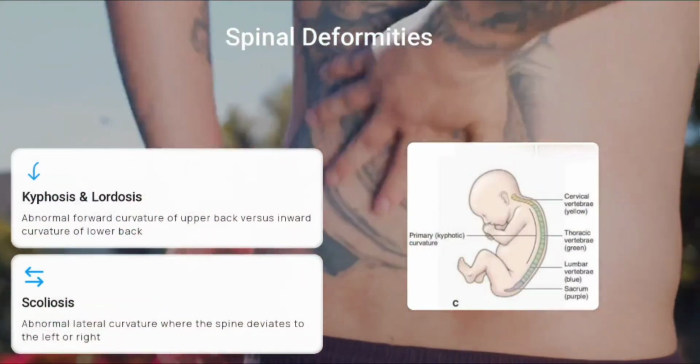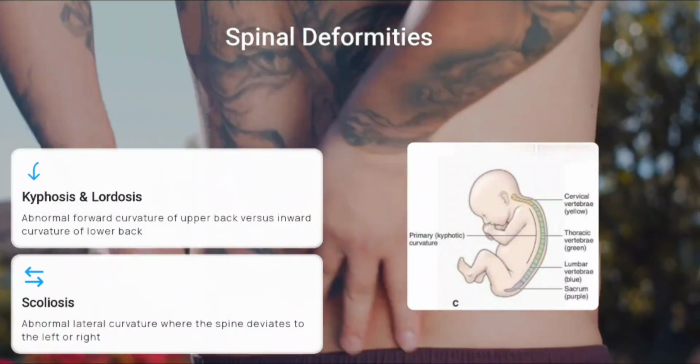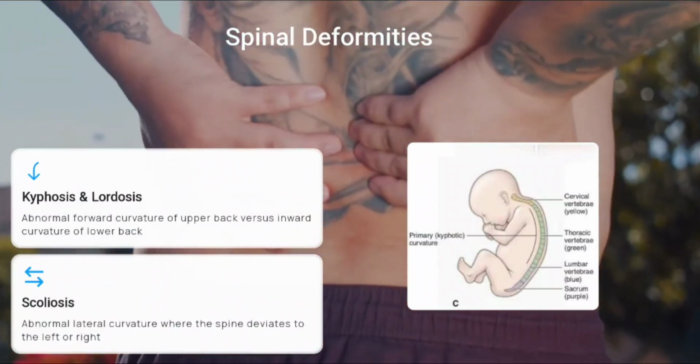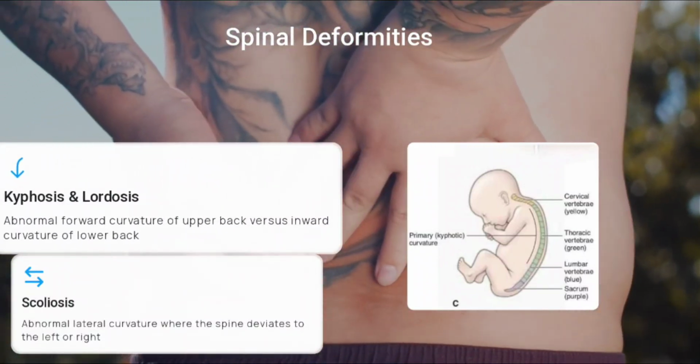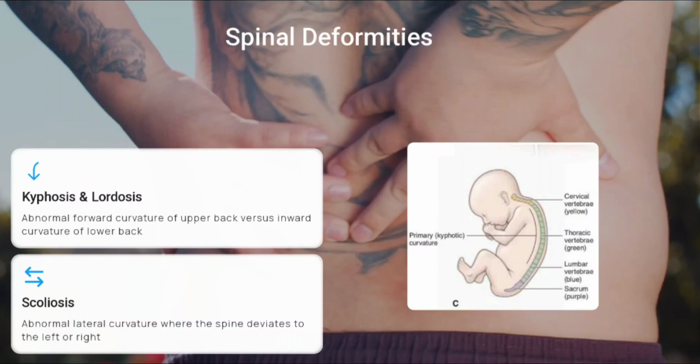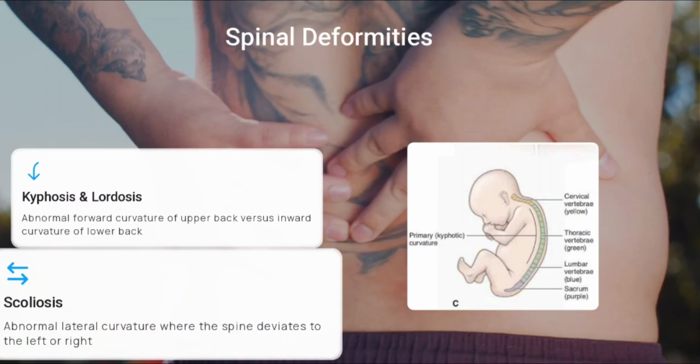Now let us examine common spinal deformities. Kyphosis presents as an exaggerated thoracic curve, lordosis manifests as an excessive inward curve of the lower back, and scoliosis is a lateral shift to the side.